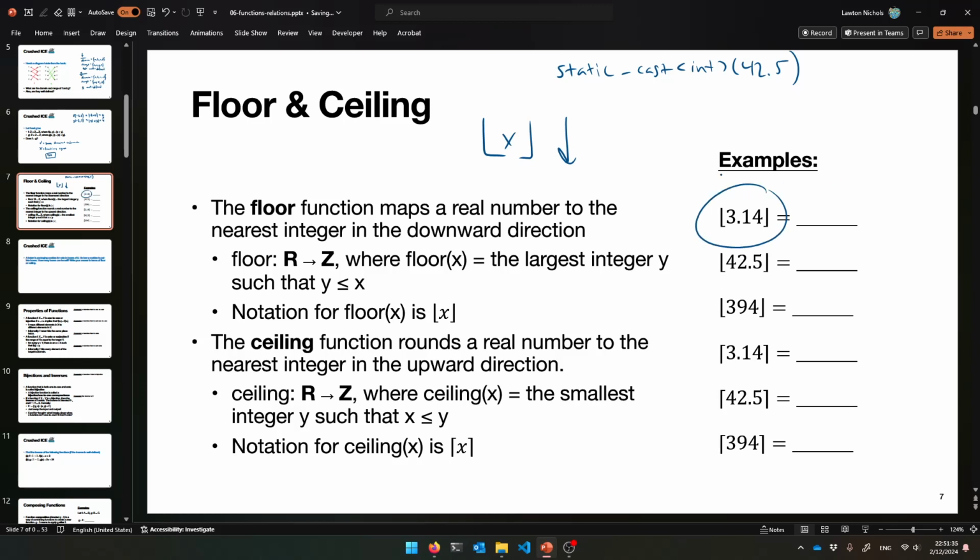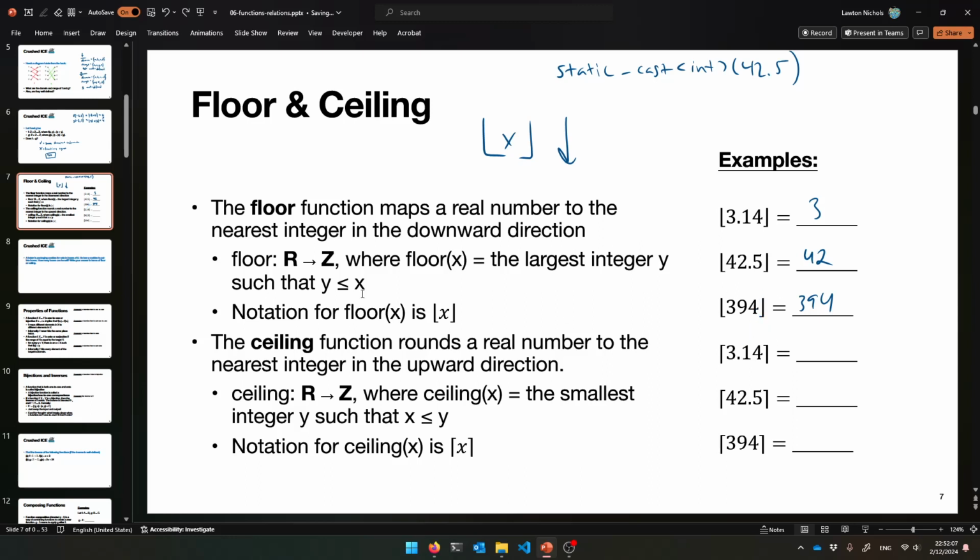So 3.14, the floor of that is just 3. It's the nearest integer that's smaller. 42.5 is, of course, 42. Right, so the nearest integer that's smaller. It's not going to round to the nearest number. It's going to round to the closest number that is smaller, or equal to. So like the floor of 394, it's already a whole number. It doesn't need to get any smaller. So there's no rounding that really needs to be done there. So that one's still 394, but every one of these other ones, it chops off the decimals. So this is like 394.0, I guess. It still chops off the 0.0.